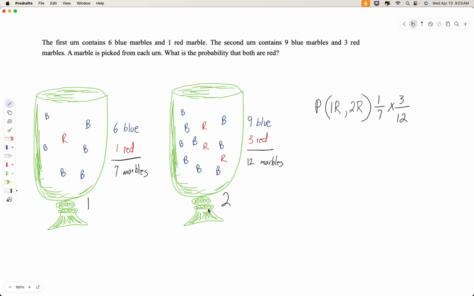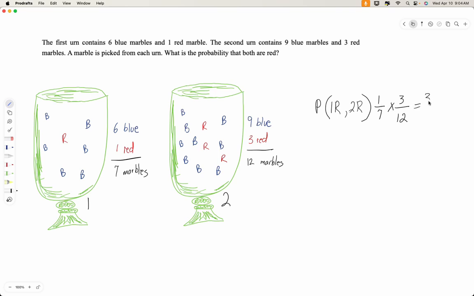So that's what you're looking at. You're looking at the chances that it will happen in that given situation. What's your opportunity that can actually happen? So there's 3 reds out of 12, so you have a 3 out of 12 opportunity to draw a red marble from the second urn. So this was the first urn chance because you had 1 red out of 7. Second urn chance, you've got 3 out of 12 because there's 3 red ones out of a total of 12 marbles. Okay, now we multiply.